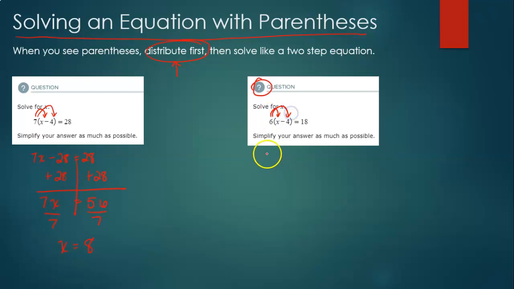You want to distribute your 6, so that's 6x minus 24 equals 18. Then we're going to add 24 to each side. So we get 6x is equal to 18 plus 24. 18 plus 24 is equal to 42. The 6 right next to the x means multiply. The opposite of multiply is divide, and so x equals 7.